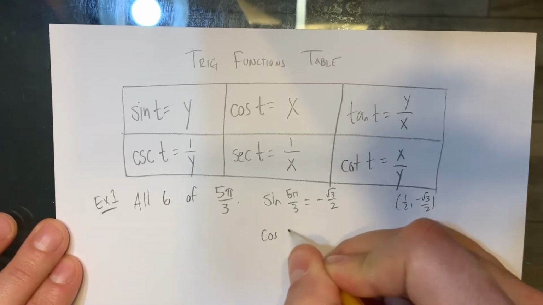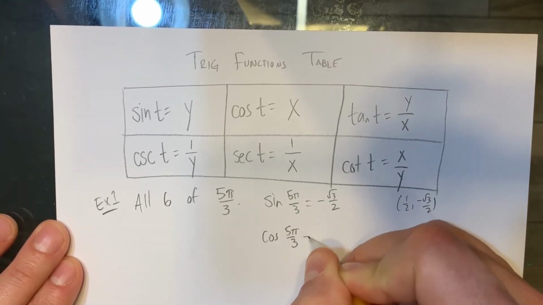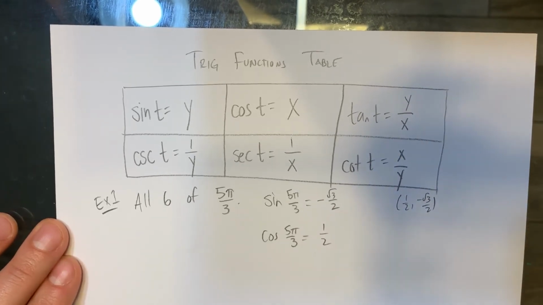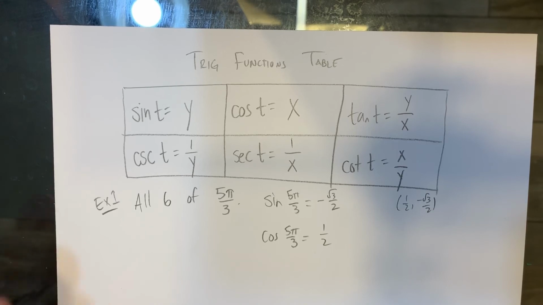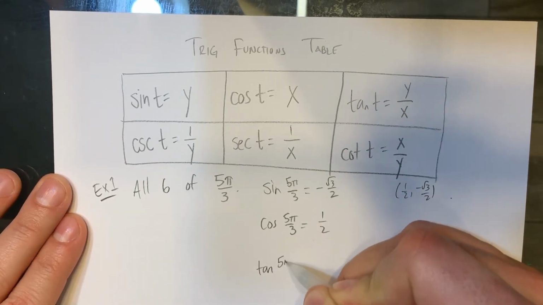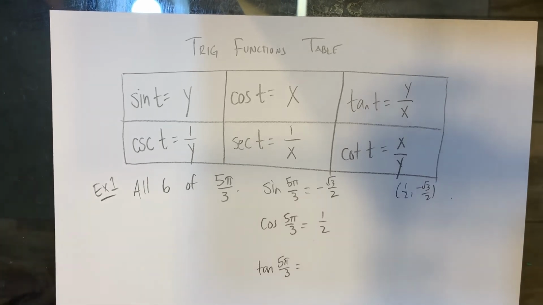Next, cosine of 5 pi over 3 is going to be the x value, and the x value of the corresponding angle is positive 1/2. Now, let's mess things up a little bit. Tangent of 5 pi over 3 is going to be y over x.